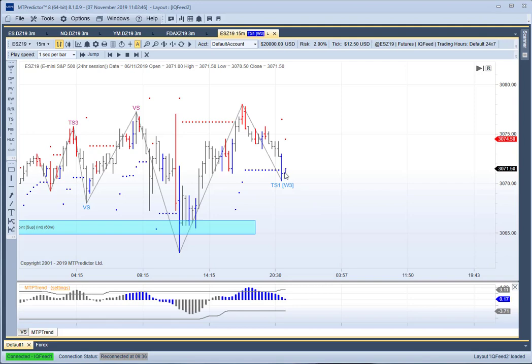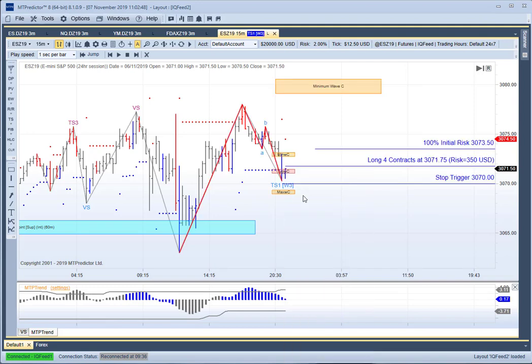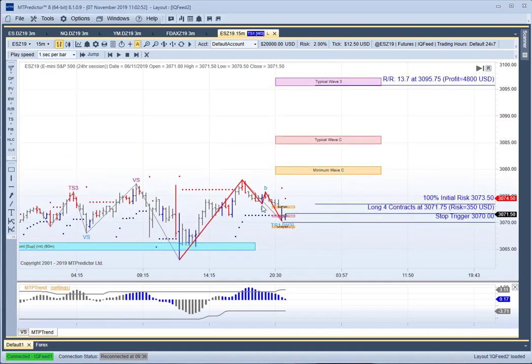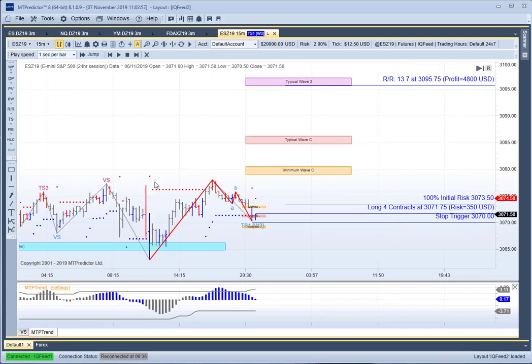So let's place our analysis on. Right mouse click, do analysis. And our projected target for a W3 trade setup is the typical Wave 3 WPT. This is why we like these trade setups so much, because what we're looking to capture here is the end of a Wave 2. In other words, we start our sequence here.